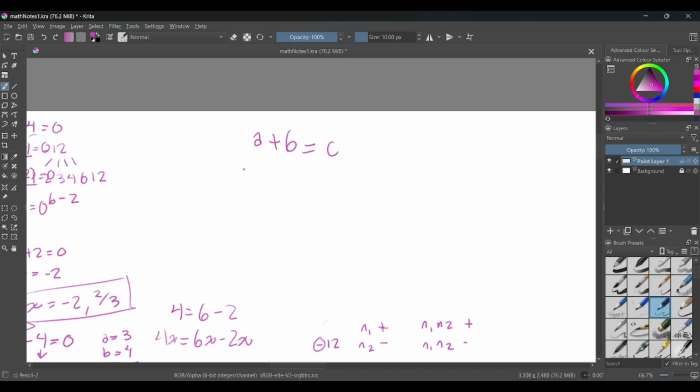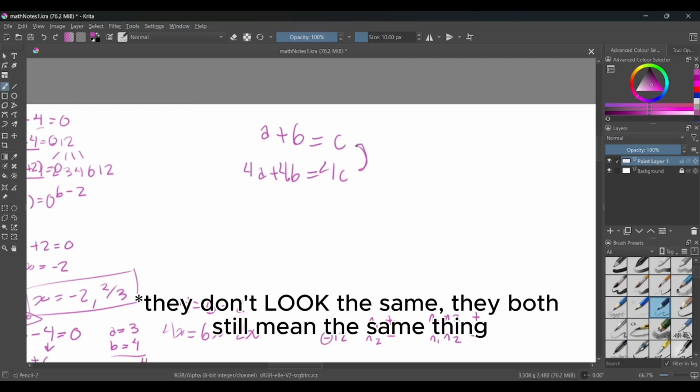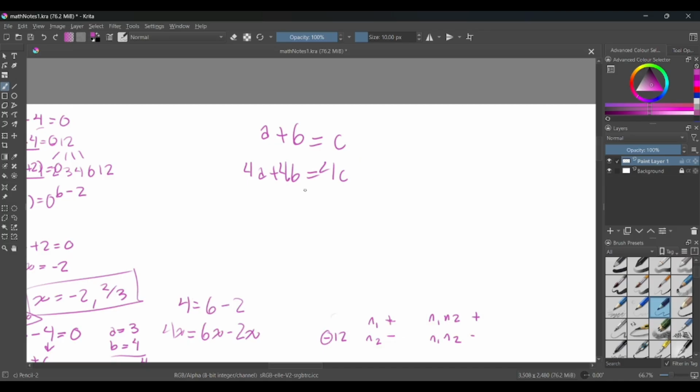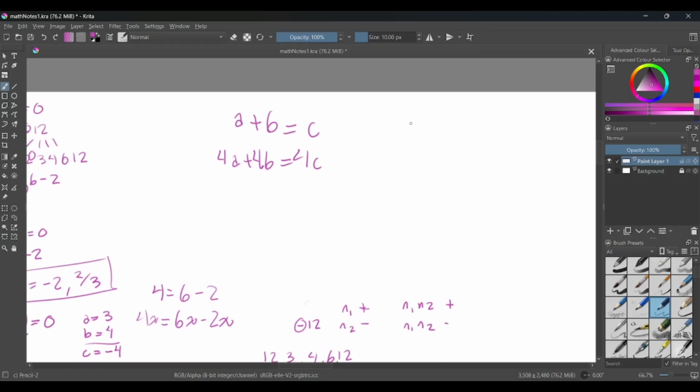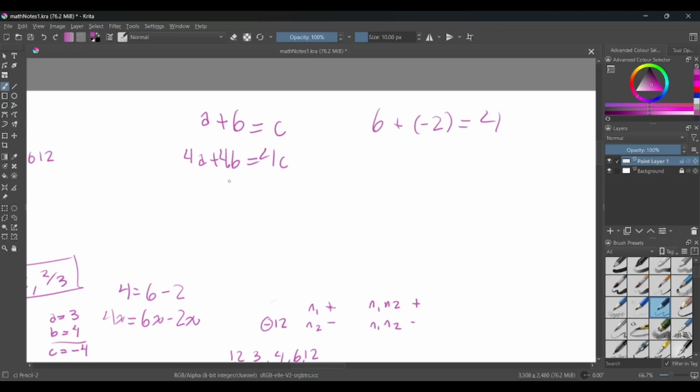So if you multiply one side by 4, that'll be 4a plus 4b equals 4c. Notably, while these two equations are not equal to each other, because you've done something to one, you multiplied it by 4, the two sides of the equation are still equal. So if instead of a and b, it was 6 plus negative 2, and then c is 4, instead of writing 4, we're writing a variable instead. So 6x minus 2x equals 4x.